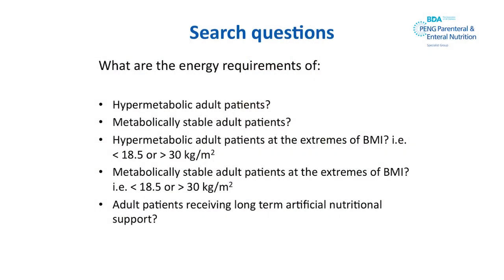So what questions did we ask? Well, we actually made it very simple for ourselves. We thought we would ask five questions. Because it seems that hypermetabolism is the thing that happens when someone's acutely unwell and is the source of what we might call raised energy expenditure, we wanted to focus on people who are hypermetabolic versus people who are not hypermetabolic. So the five questions are around what are the requirements of hypermetabolic adult patients? What are the requirements of metabolically stable adult patients? And then we wanted to look at the same things, but at extremes of the BMI, so BMI less than 18.5 and greater than 30.